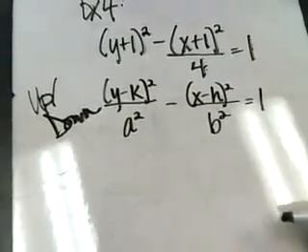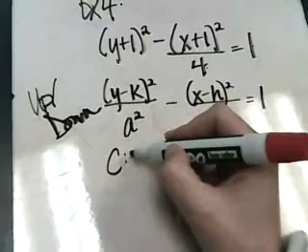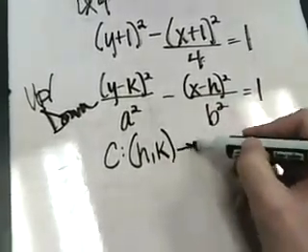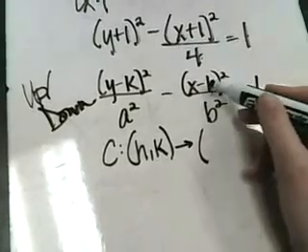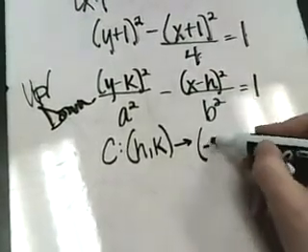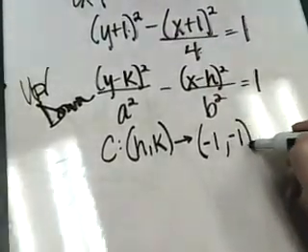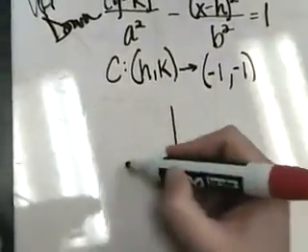The next thing says plot the center. Well, the center is at h, k. In our case, remember that's opposite of what it looks like again. So h is going to be negative 1 and k is going to be negative 1. So let's go ahead and plot that.